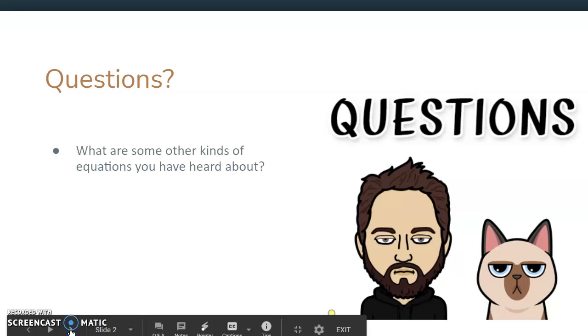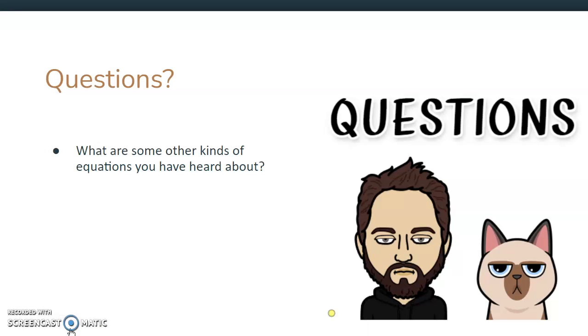So, some questions. What are some other kinds of equations you have heard about? Have you heard the word equation? What comes to mind? When I hear the word equation, what comes to mind for me is a math equation. So a lot of our things about math equations are going to be similar in chemical equations. So let's think about those.